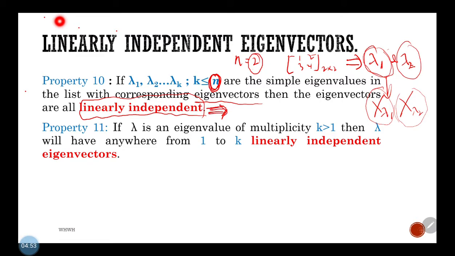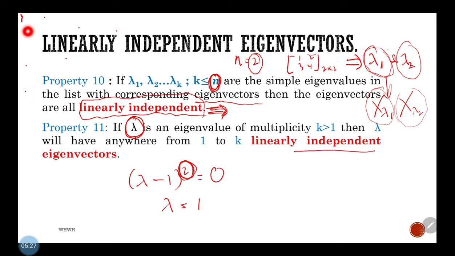For property 11, if lambda is an eigenvalue of multiplicity k more than 1, then we have anywhere from 1 to k linearly independent eigenvectors. For example, if we solve and get lambda minus 1 equals 0, then lambda equals 1, and its multiplicity is more than 1, it is repeated. This one will also have linearly independent eigenvectors. We will look through an example.